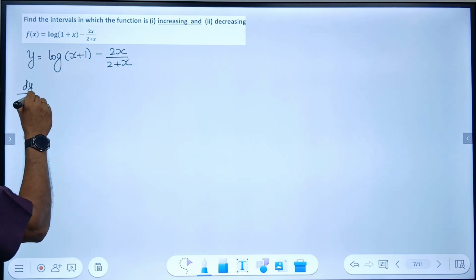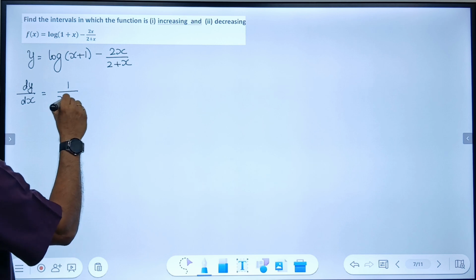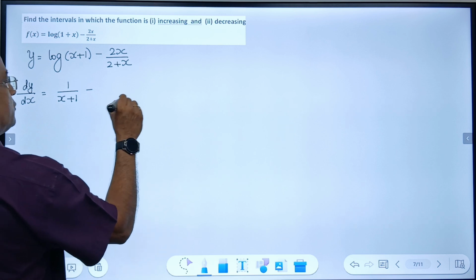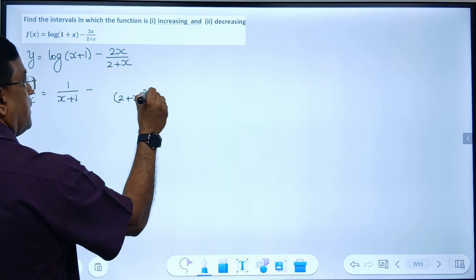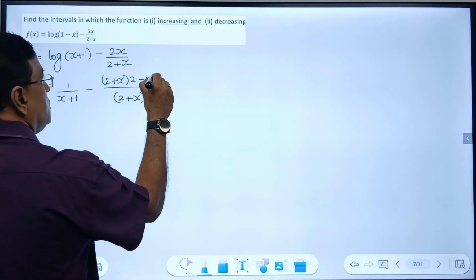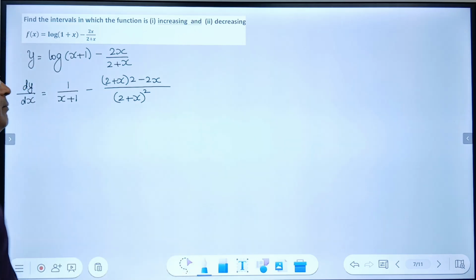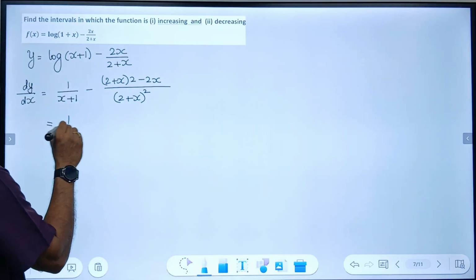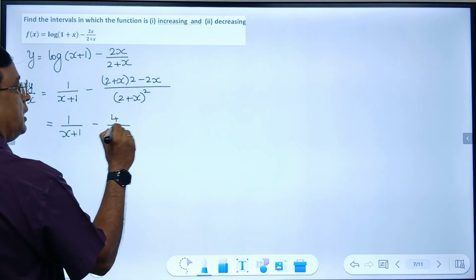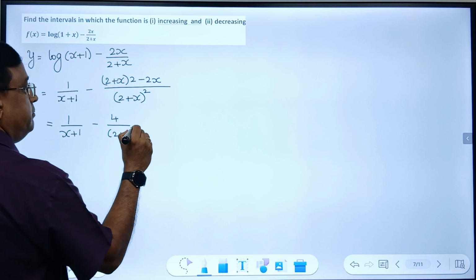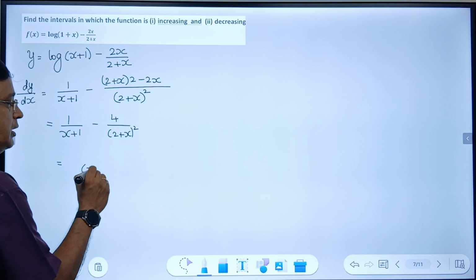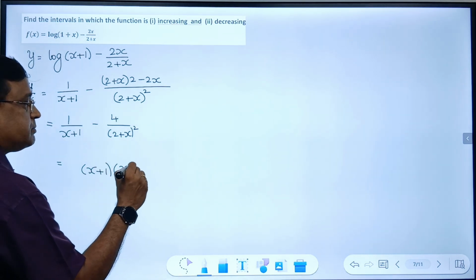So dy by dx will be 1 by x plus 1 minus, what is differentiation of 2x by x plus 2? It is 2 plus x the whole square and 2 plus x, quotient rule, into 2 minus 2x into differentiation of 2 plus x is 1. So if I simplify this, what will I get? 1 by x plus 1 minus 4 by 2 plus x the whole square. 2x gets cancelled. I'm just taking LCM. What is the LCM? X plus 1 into x plus 2 the whole square.